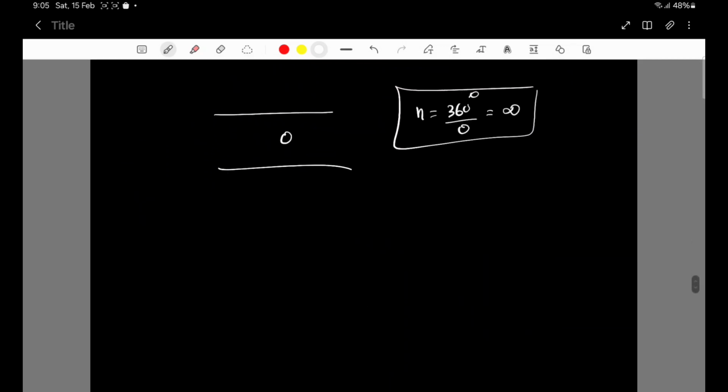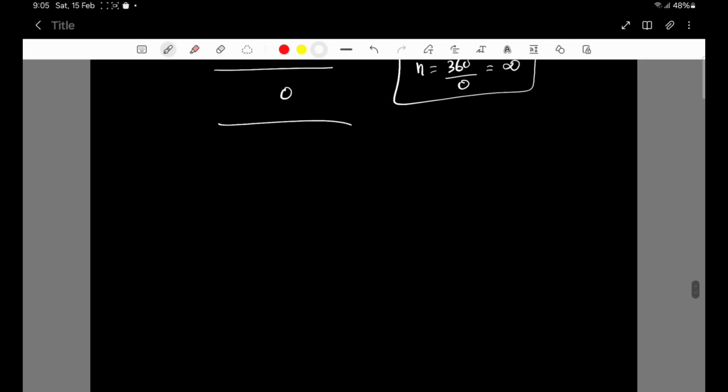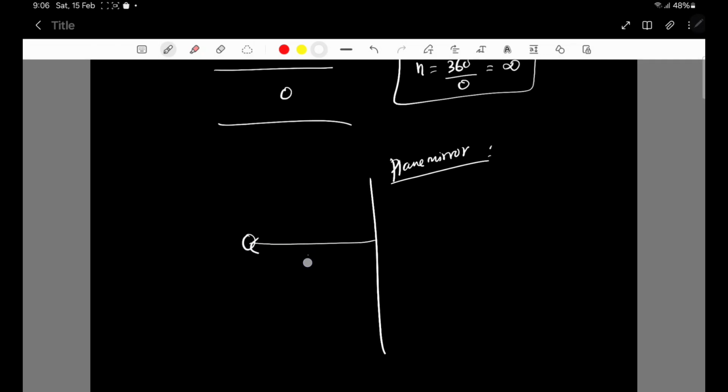And there are a few more important points I just want to discuss regarding the plane mirror. Consider this is the plane mirror. I will discuss all the behavior of the plane mirrors now, side by side, one by one. So if an object is placed at u distance from the plane mirror, the image will also be formed at the same u distance inside the plane mirror.